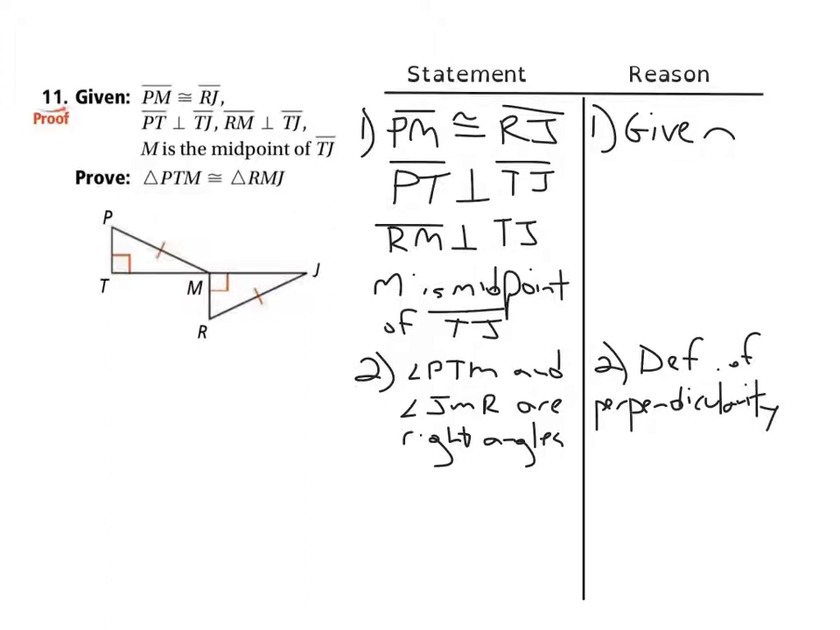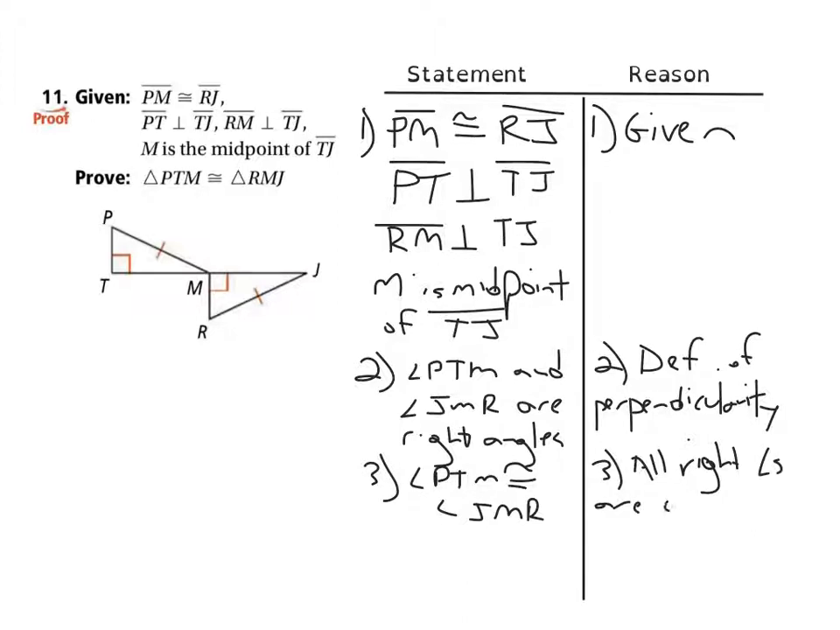Okay, and then I'm going to go a little further and say, then therefore we know that angle PTM is congruent to angle JMR, and that's the, they just say, right angles are congruent.